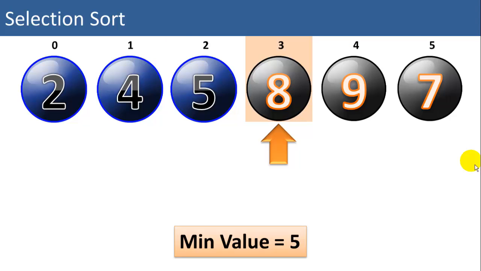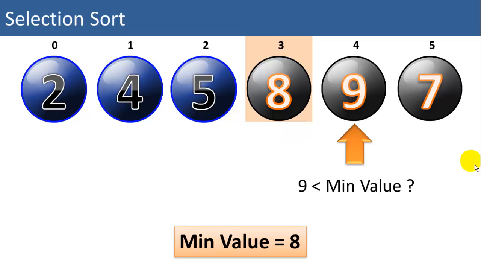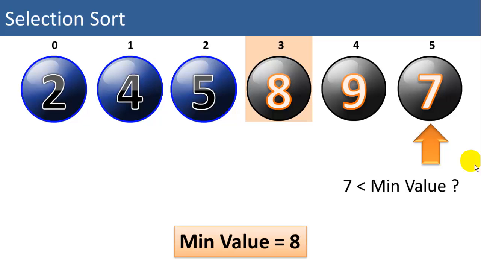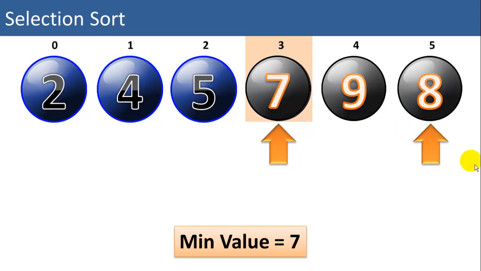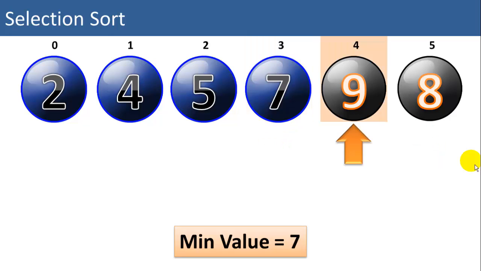And look at our first element of the unsorted part of the list, 8. Our min value is going to become 8. Is 9 less than our min value? No. Is 7 less than our min value? Yes. So 7 is the new min value. Now we want to swap the 7 into the first position of the unsorted part of the list. We'll swap the 8 and the 7. Now the 7 becomes sorted, and we only have 2 elements left unsorted.